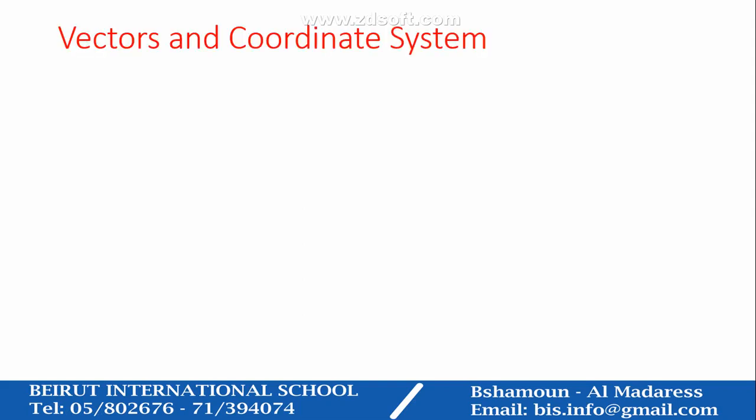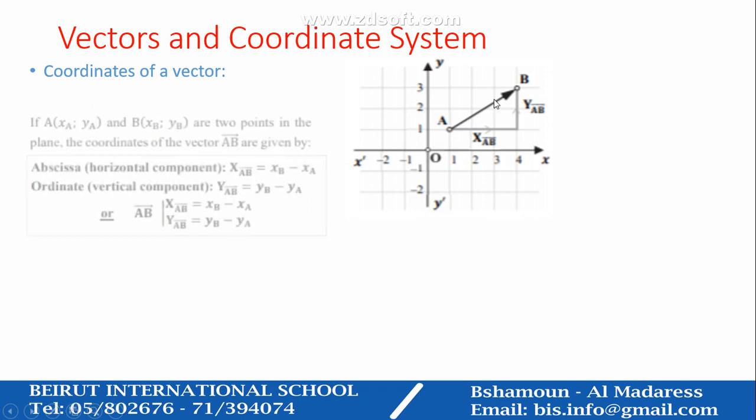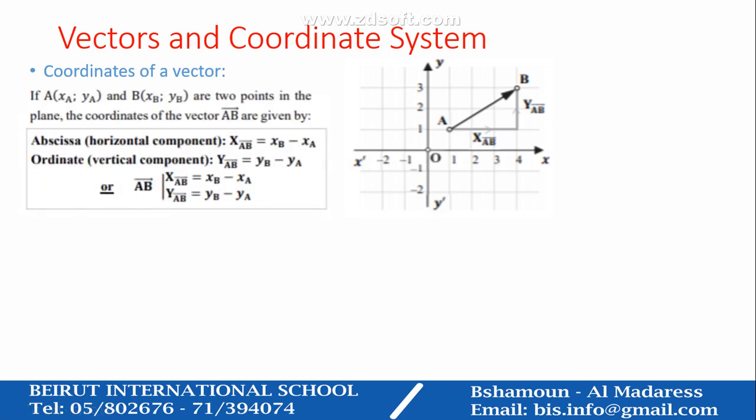In this video we're gonna talk about vectors and coordinate system. In this plane of an orthonormal system x prime x, y prime y, we have 2 points A and B. And vector AB, to calculate the coordinates of vector AB, we follow the following rule.